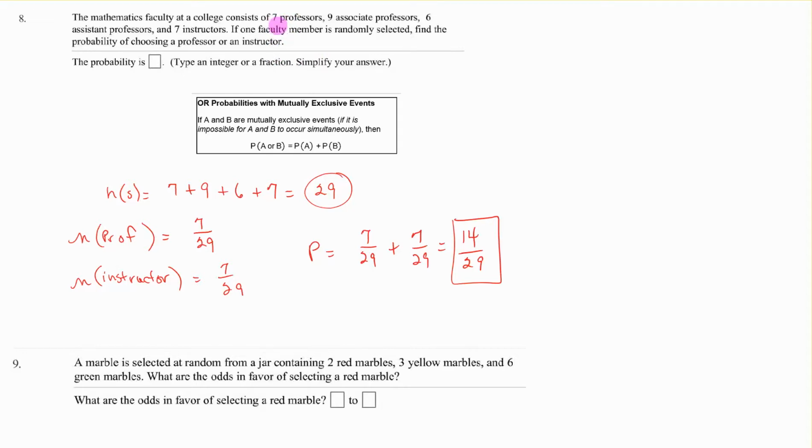So for the sample space, add up the total number of faculty: 7 plus 9 plus 6 plus 7, and we get 29. So that's our N of S. The number of professors is 7, so we have 7 out of 29. The number of instructors was 7, so we have again 7 out of 29. So the probability of choosing a professor or an instructor is 14 out of 29. Okay?